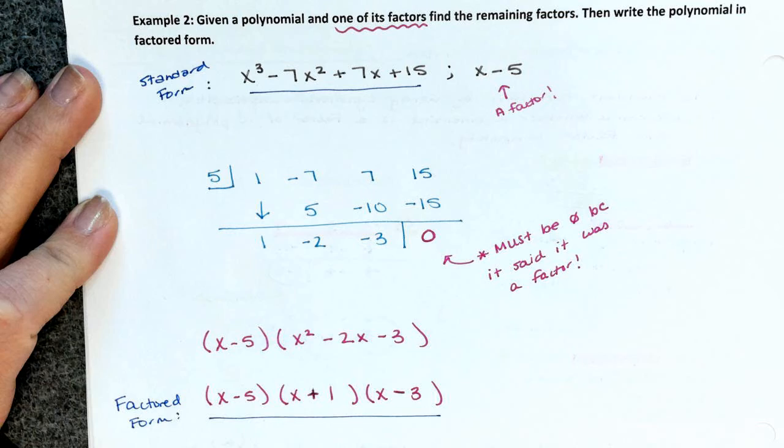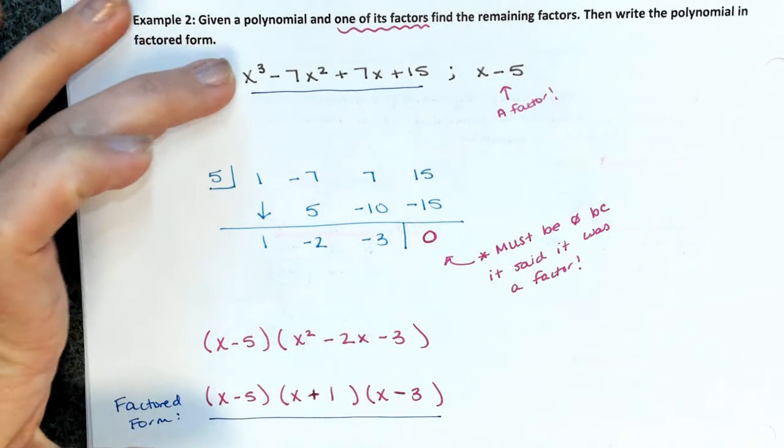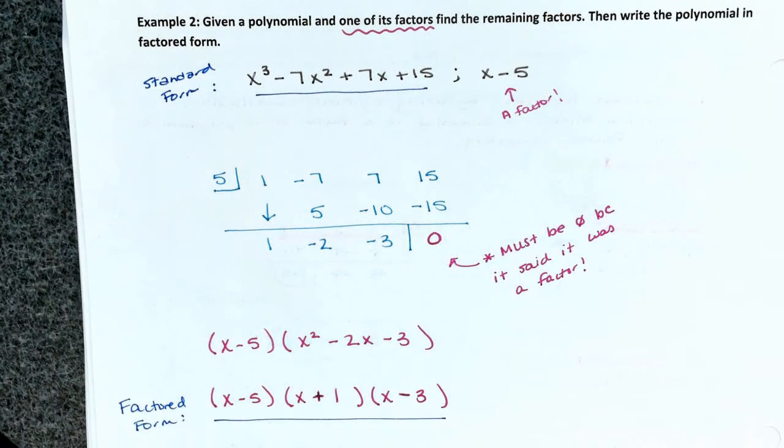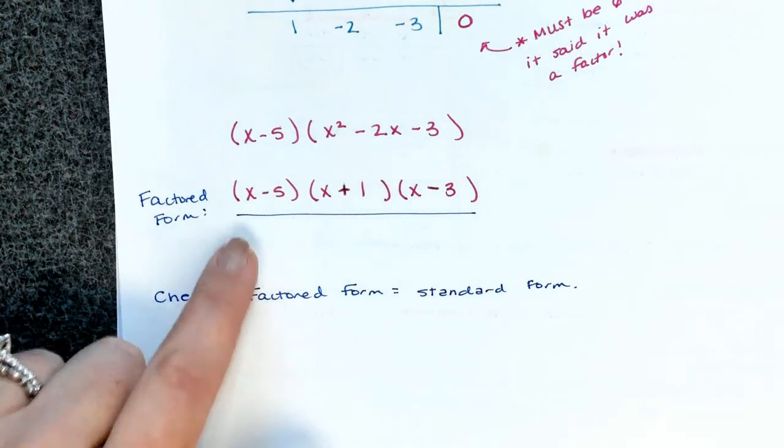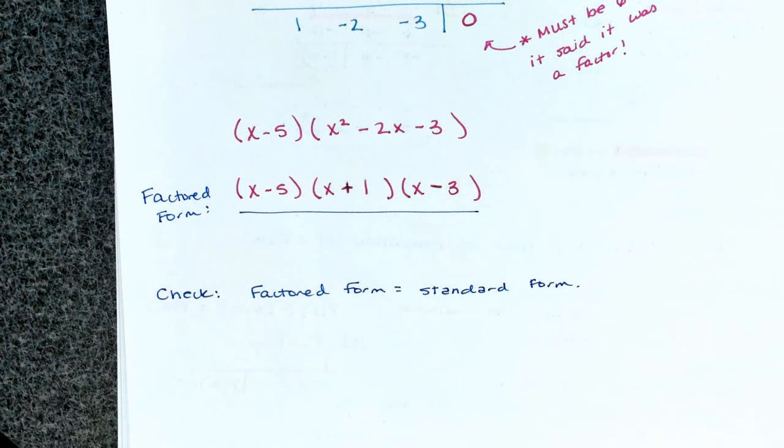I want to make sure that those two are equivalent, the standard form and factored form. I didn't change the value of anything, I just changed the way it looked. So I can double check that by multiplying this back out and making sure that it is actually accurate. Now, let me take you back.